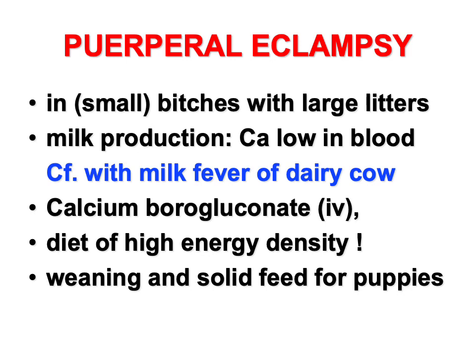We have to treat using calcium borogluconate IV, and we have to give a diet of high energy density and of course high in calcium and phosphate. Many times the junior pet foods are proposed. If possible, you have to wean the puppies and give them solid feed.